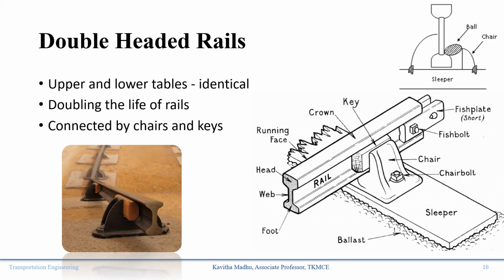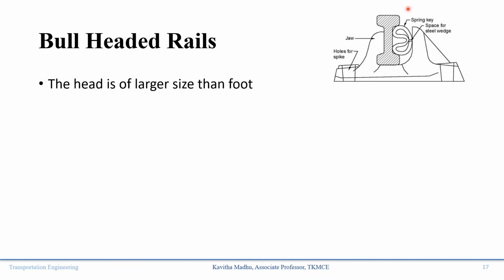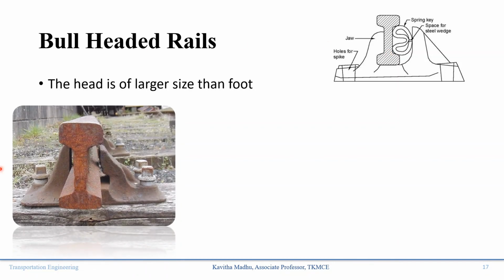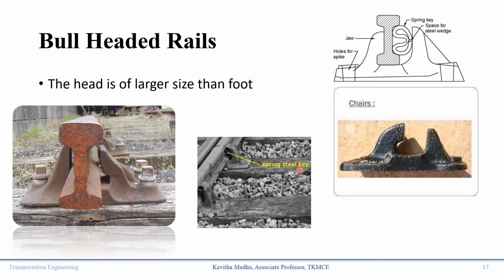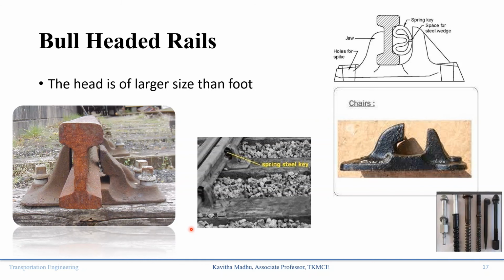Then this is bull-headed. Again, a key has to be provided. Here it is. You can see that if it is directly fixed, there is some space between them, so to fix it firmly, keys are required. In the case of bull-headed rails, for more flexibility, spring steel keys are used. Then these are the chairs. For both bull-headed and double-headed rails, chairs and keys are required to connect the rail to the sleeper. These are the fasteners used to connect the chair to the sleeper.